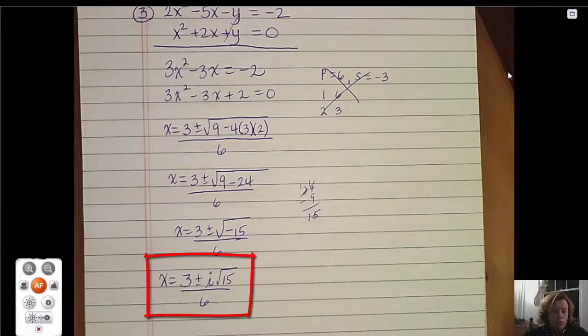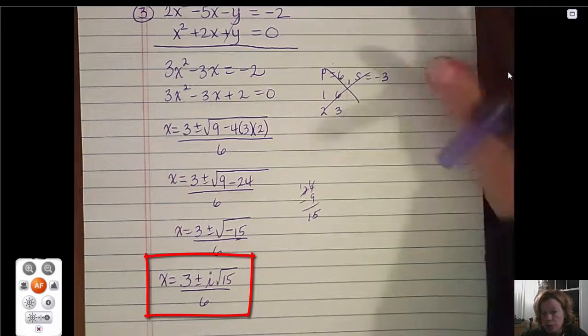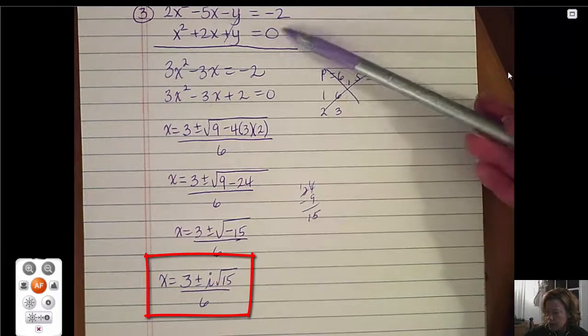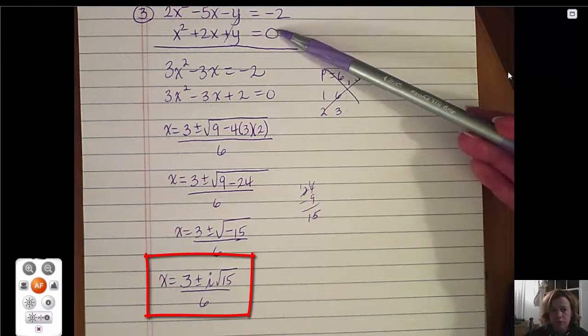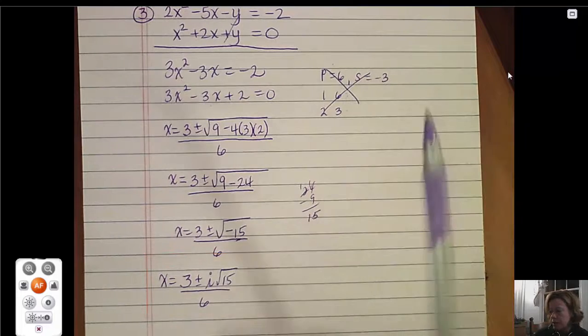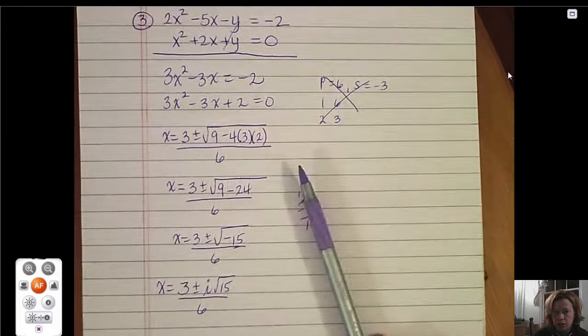That's a great solution to that quadratic. However, with a system, when we graph, we're only looking for real solutions. We can only graph real numbers. And so it would appear that there are no points of intersection of these two parabolas because I have this imaginary root. Again, let's check it on our calculators to be sure.